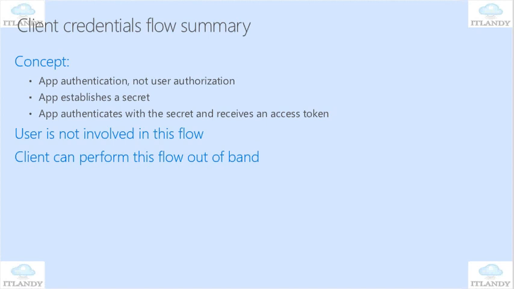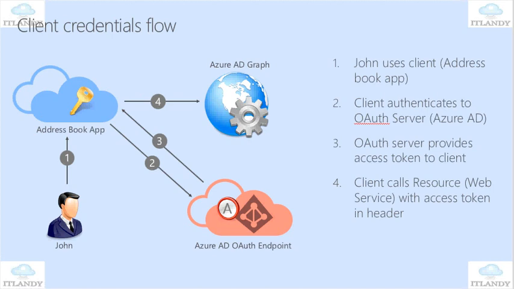The client credential flow summary. The concept: the app authenticates, not user authorization. The app establishes a secret and authenticates with that secret to receive a token. The user is not involved in this process. The client can perform this flow out of band. John uses the client address book. The client authenticates to the auth server. The auth server provides an access token to the client. The client calls the resource. So you can see one, two to Azure AD, three, here's your token, four, Graph provides you with it.